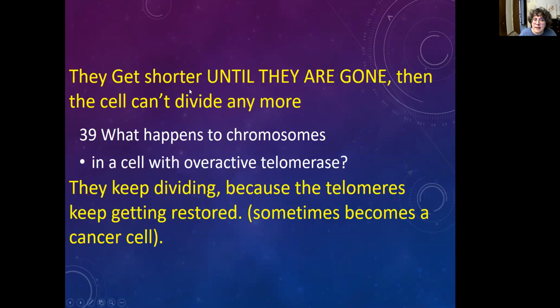There are cells that inappropriately have telomerase turned back on at the wrong point in the life cycle. And the chromosomes in those cells do not lose their telomeres, or they lose them, but they keep getting replaced. So those cells will keep copying their chromosomes, and the cells will keep dividing because the telomeres keep getting restored. And some of those cells with overactive telomerase will actually develop into cancer cells and form a cancerous tumor.